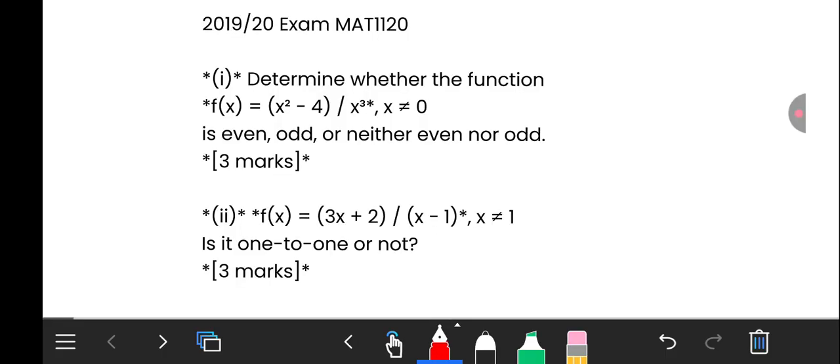The first question was: determine whether the function f of x is equal to x squared minus 4 divided by x cubed is even, odd, or neither even nor odd, and it had 3 marks. This is from the 2020 exam, that is the MATH 1120. Okay, let's solve this question. The function was f of x is equal to x squared minus 4 over x cubed.